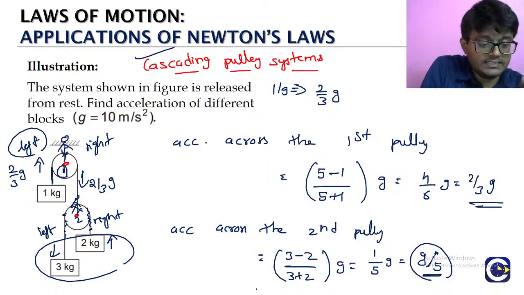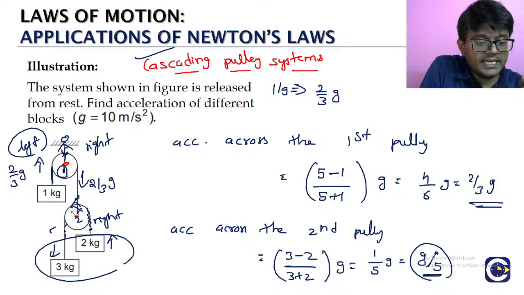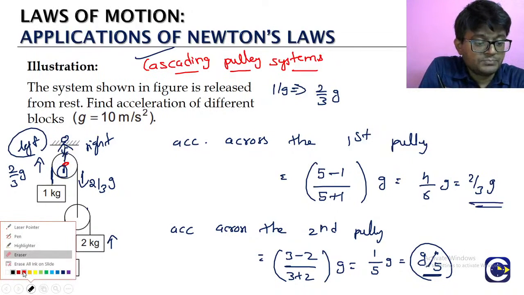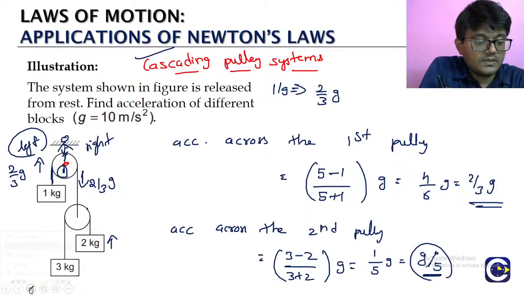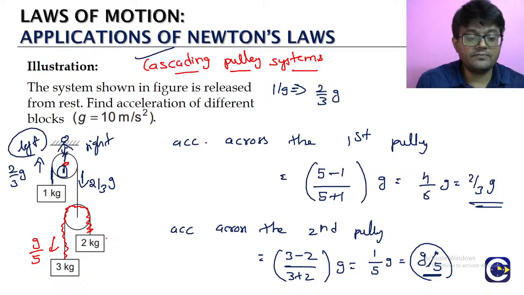Okay, so now let's erase this part and show you how it is going to look like. So you see here the rope that is moving across the second pulley, right? It is moving in such a way that, this rope we are talking about the second rope, this rope is moving in such a way that the 3 kg is going down with how much acceleration? g by 5. 2 kg is going up with g by 5.